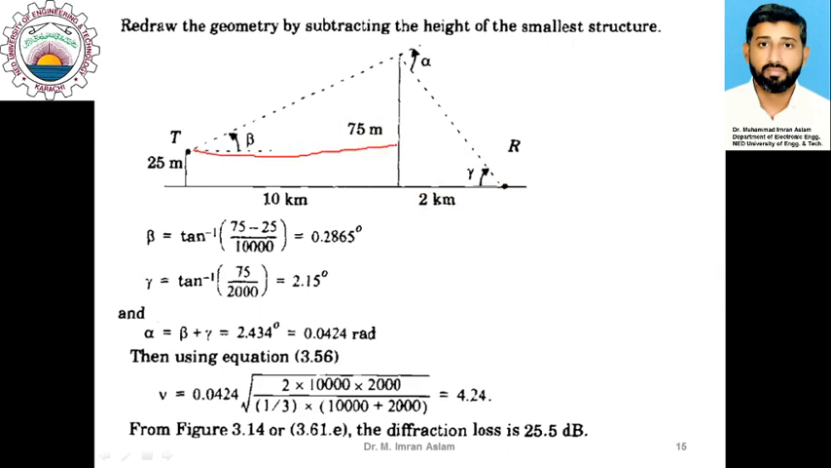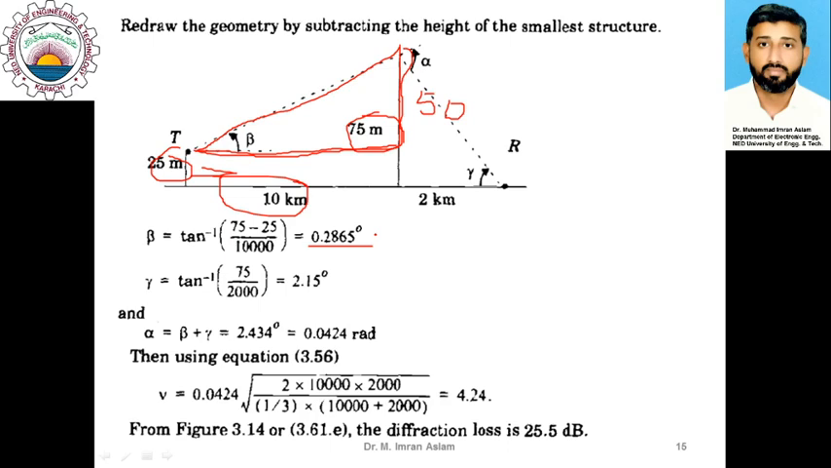Secondly, beta corresponds to another triangle. If I draw a horizontal line here, you would see that we have a right triangle. Because this height is 25 meters, the perpendicular would be 50 meters only, which is the difference of 75 meters and 25 meters. The base is 10 kilometers, so beta is the tangent inverse of the perpendicular upon the base, which is 75 minus 25 upon 10 kilometers, meaning 10,000 meters. If you simplify this, you would see that beta comes out to be 0.2865.